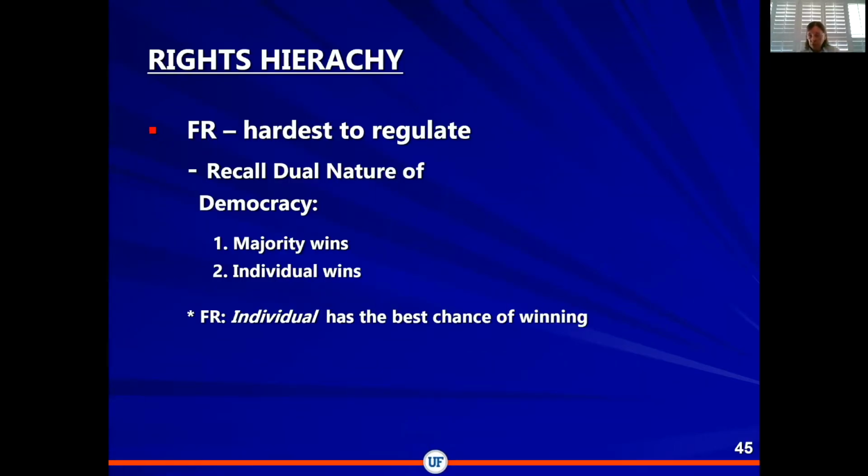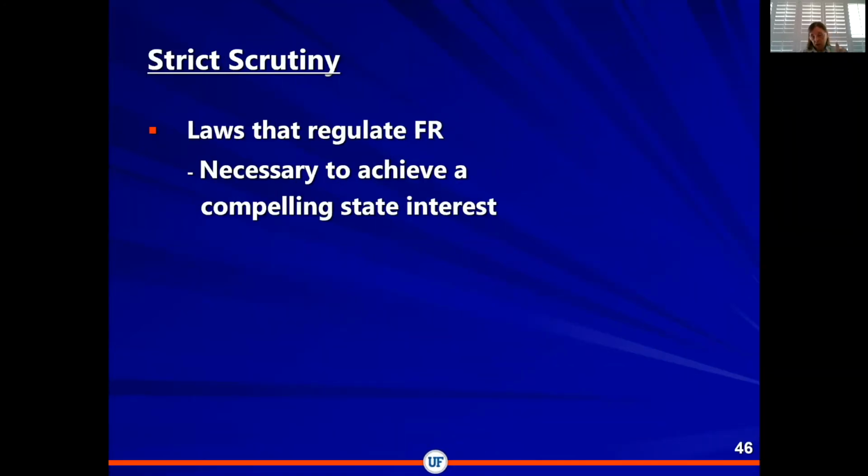Because it's a higher burden, I go back to my understanding of democracy. When a law burdens a really important right, like a fundamental right, that's where the individual has the best chance of winning against the political majority that passed the law. That's important to keep in mind. So laws that regulate fundamental rights have to meet strict scrutiny: necessary, compelling.